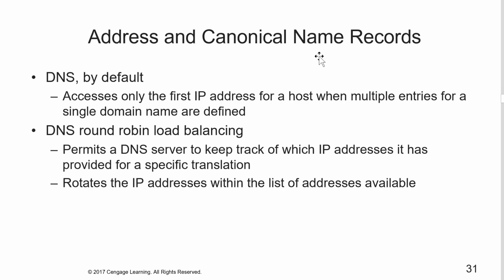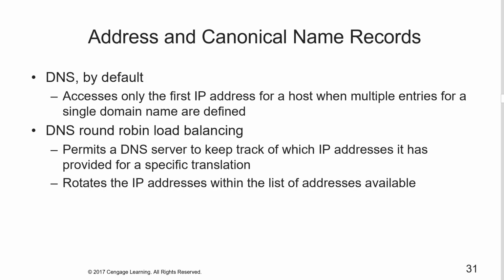So A records and CNAME records, so address and canonical name records. DNS, by default, accesses only the first IP address for a host when multiple entries for a single domain are defined. DNS round-robin load balancing permits a DNS server to keep track of which IP address it has provided for a specific translation, and it rotates that IP address within the list of addresses available.